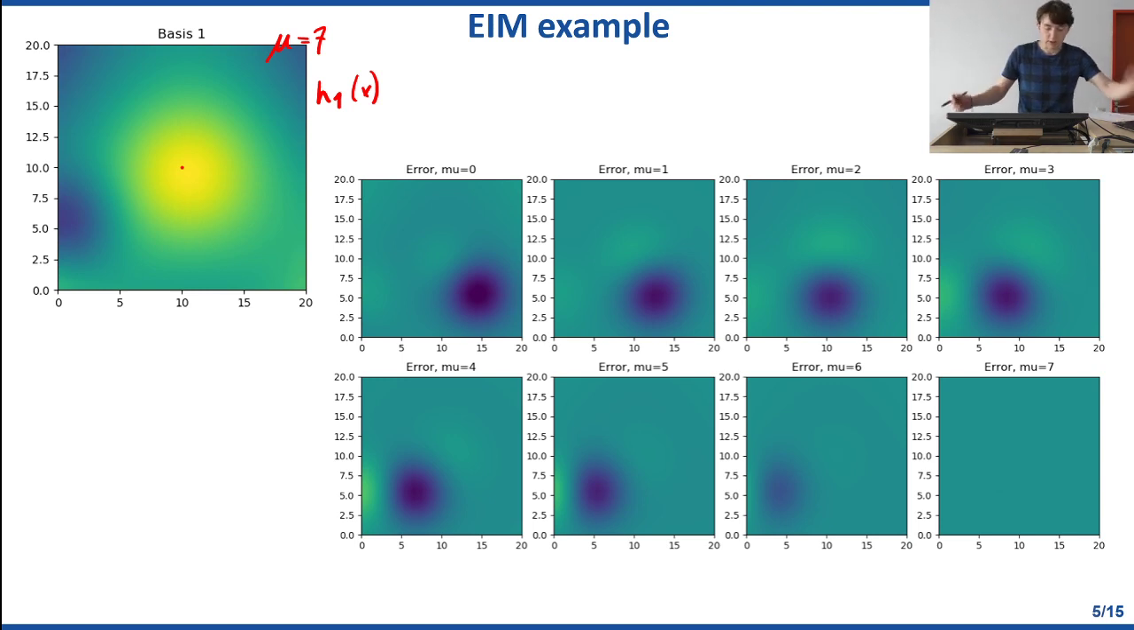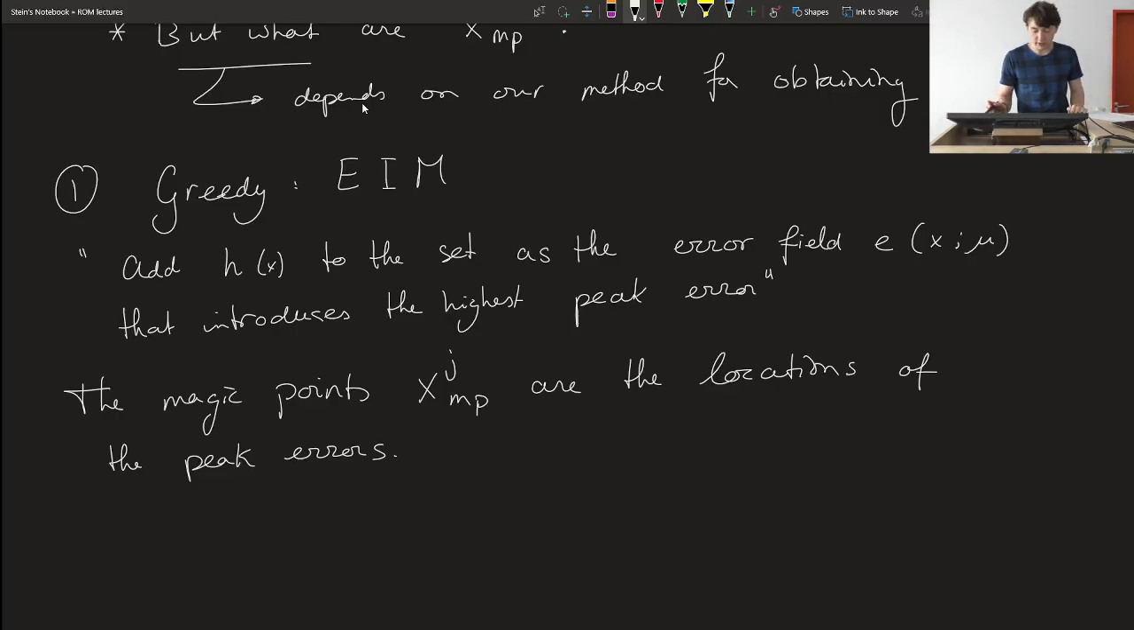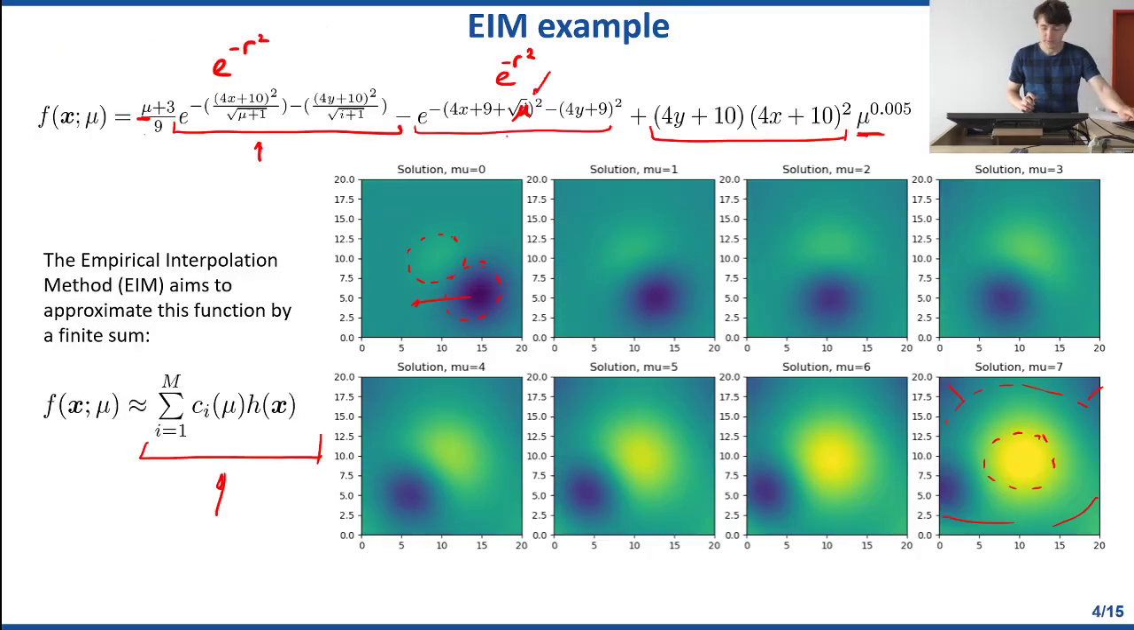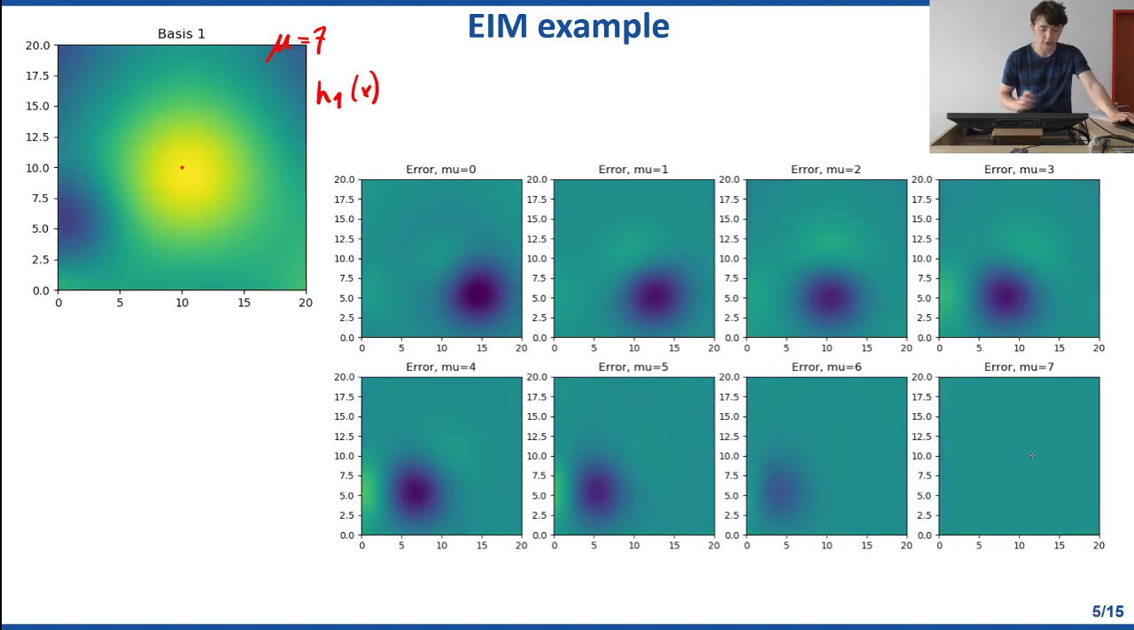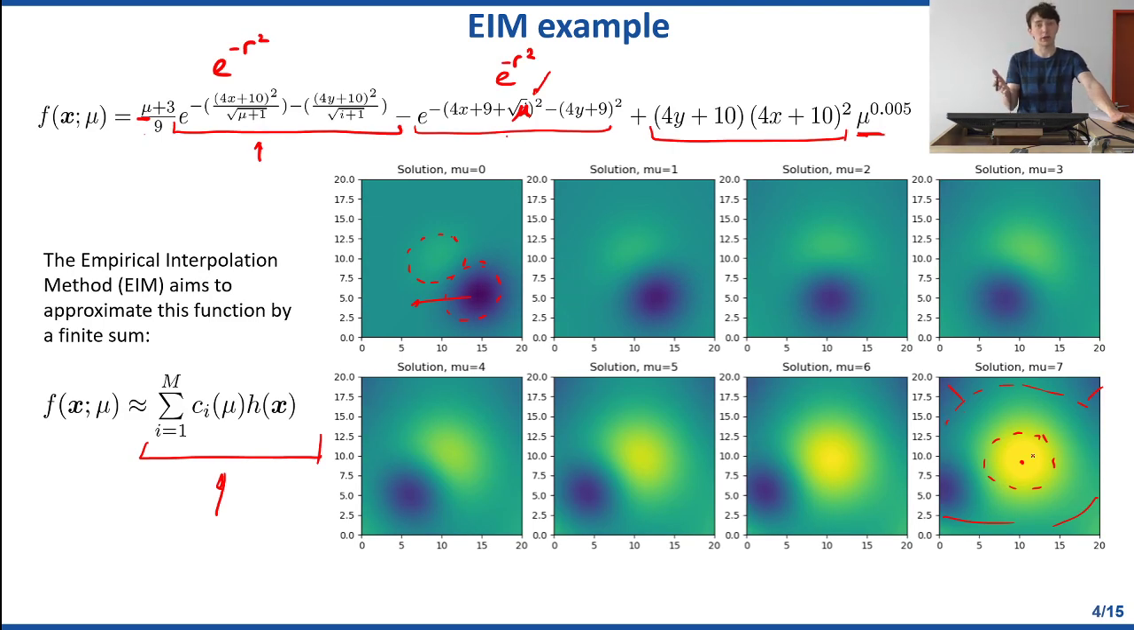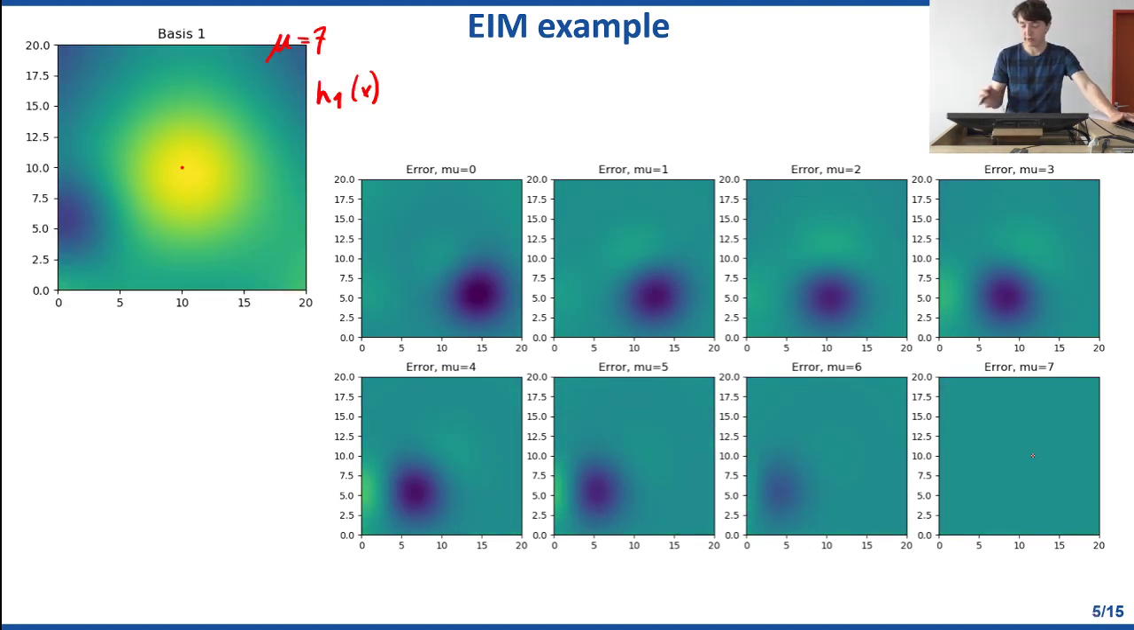Now the second thing that we needed in our algorithm was this interpolation point, this magic point. And we defined our magic point to be the location of that peak error. So clearly if this is our error field compared to 0, then the point of the peak error, our new magic point, will be right at the center. And that's what we're seeing here as well. So this all follows from the algorithm. Now if I use this basis and I try to approximate this function using our interpolation process, then I find that I'm making these errors still.